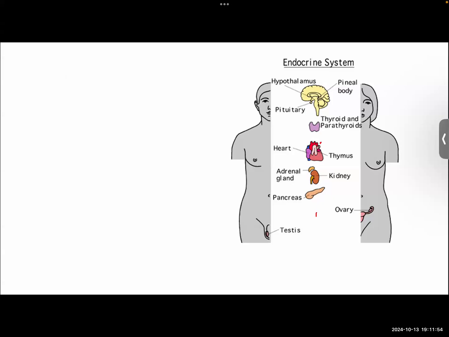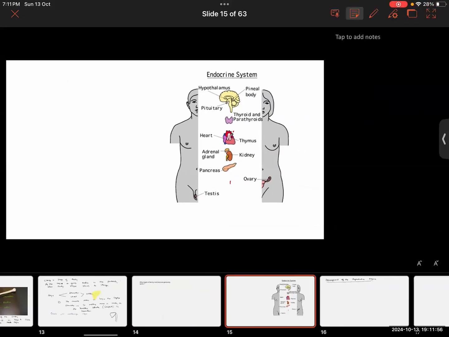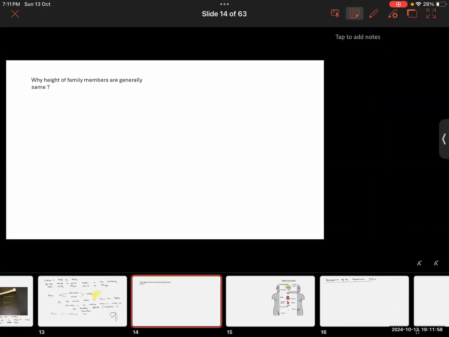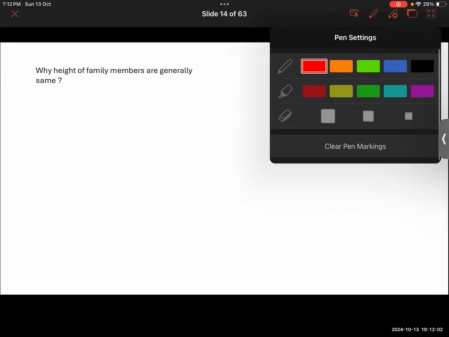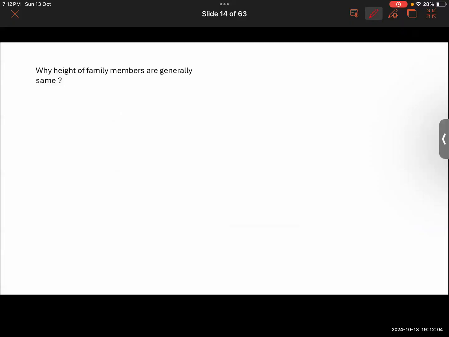Further, we learn why the height of the family members is the same, because the children have inherited the same characteristics from their parents. But sometimes you will see that there is an exception in some situation, that the child might be taller as compared to their parents.